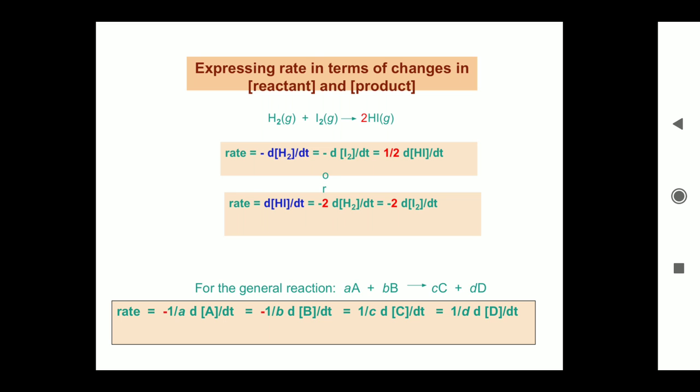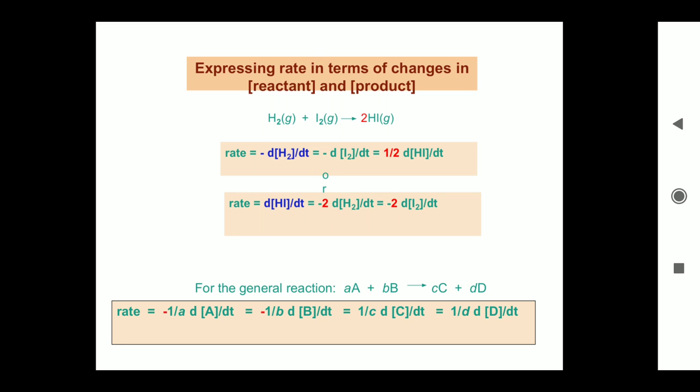Hence, the rate equation becomes rate is equal to minus d of H2 by dt equal to minus d of I2 by dt equal to 1 by 2 d of HI by dt. This rate may also be expressed in terms of whole numbers. If you want to eliminate the 2 in the denominator, we simply multiply this equation by 2. After multiplying by 2, the 2 is eliminated in the denominator for the product species.